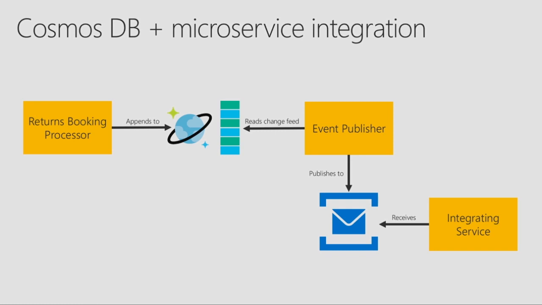As part of that reading of the change feed, he might do some transformation as well. There might be some PII, some personally identifiable information that we're not allowed to emit, so it might do a little bit of transformation and remove the customer's address or something.